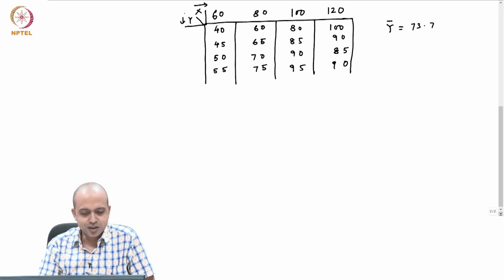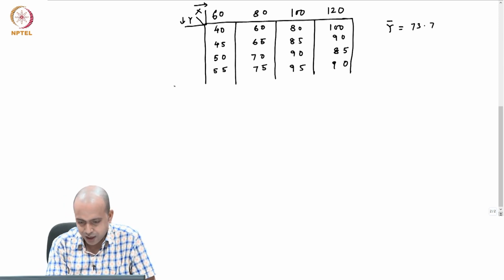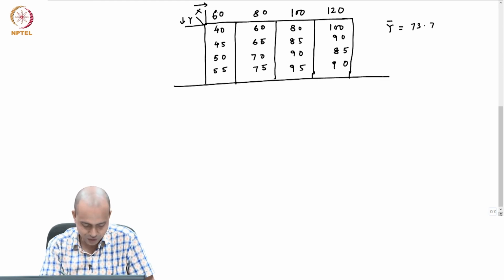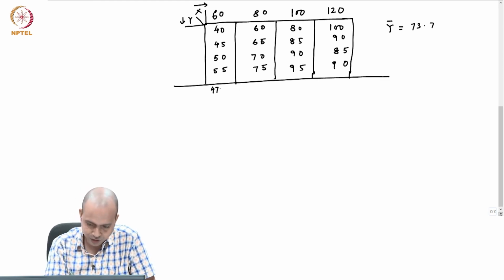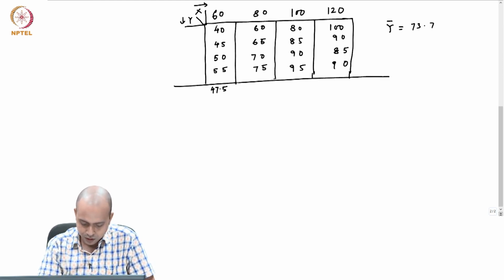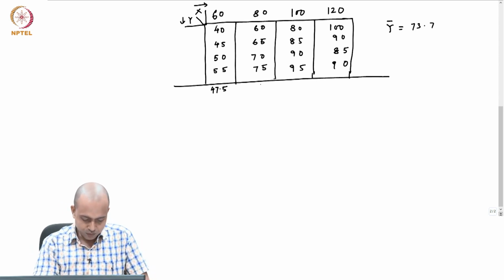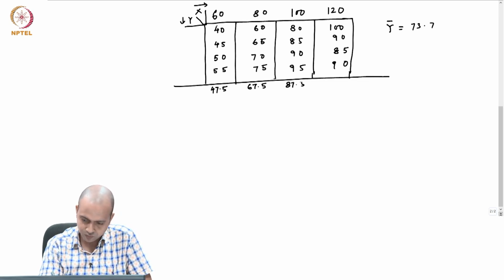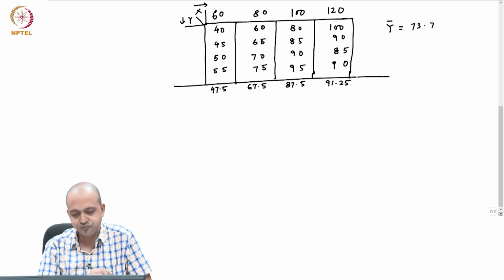Now, I am asking you to calculate the mean of each group. The mean consumption of the group for which income is 60 would be something around 47.5, the second group around 67.5, then something like 87.5, and this would be something around 91.25.